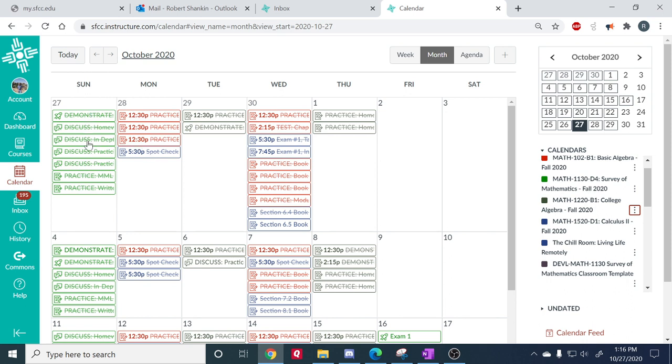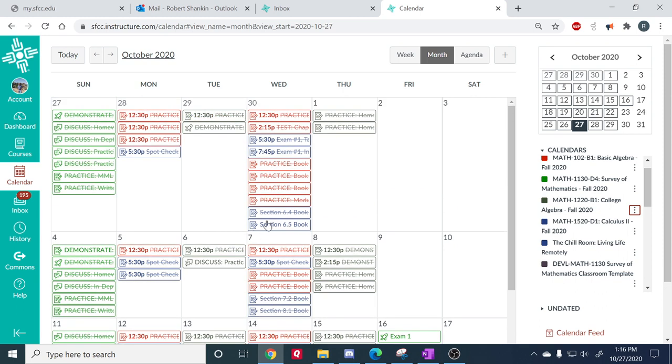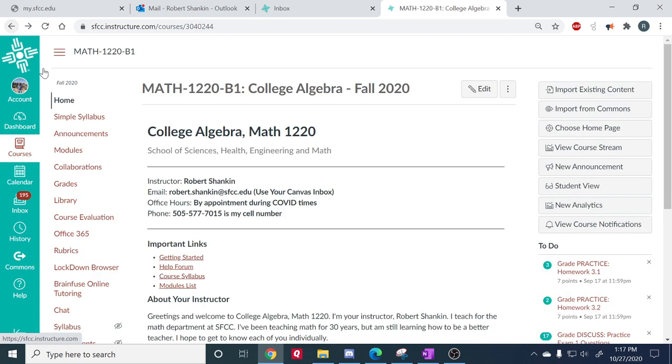So today seems to be a mess. It has a whole bunch of things. Oh, crossed out means we've already done that. So today is the 27th of October? I don't know how to read this, so I would not trust this calendar. It's not something that I've put in. This is what Canvas does automatically.